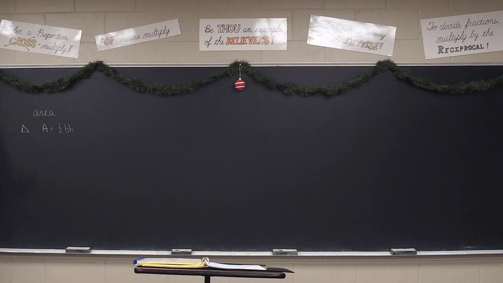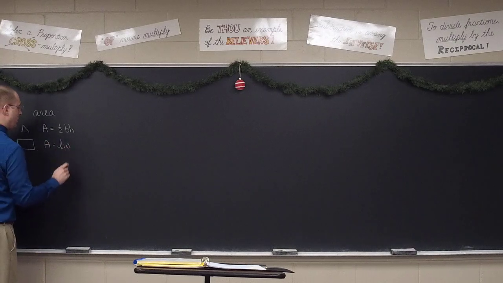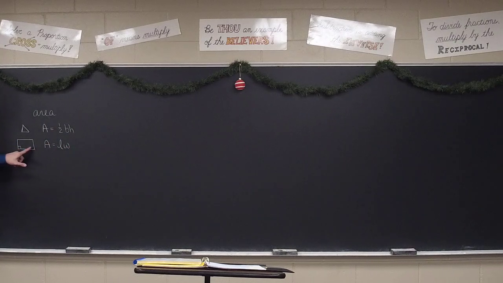But our most basic of all polygons is a rectangle. And how would we find the area of a rectangle? Kirsten? A equals LW. Good. A equals LW. Now, the length, you could refer to this length as a base if you wanted to. You could refer to this width as a height if you wanted to, I suppose. But we usually think of them as length and width.